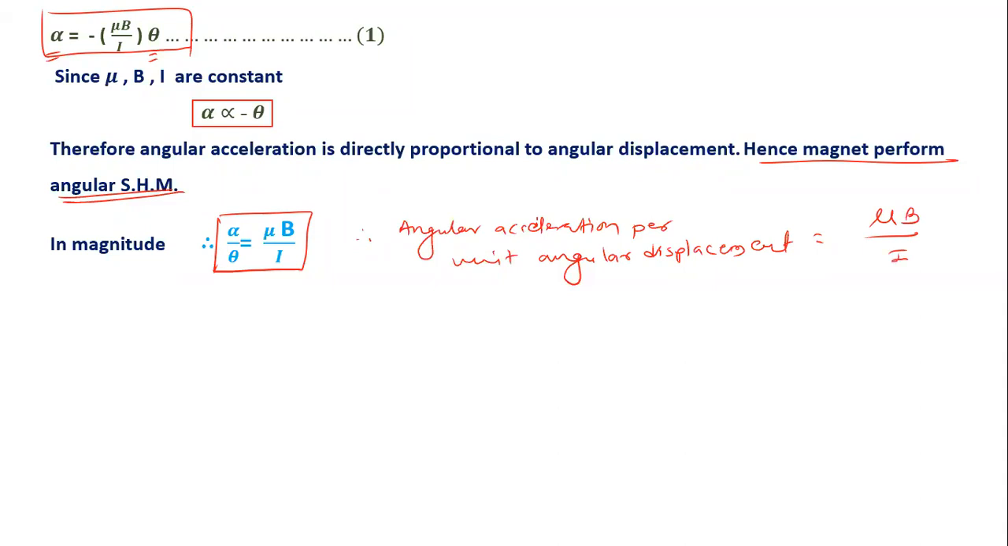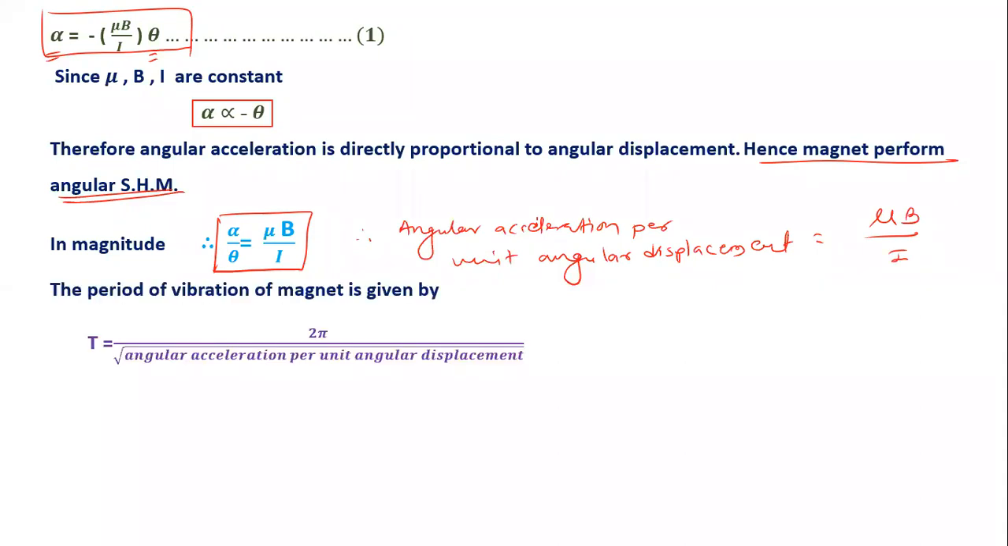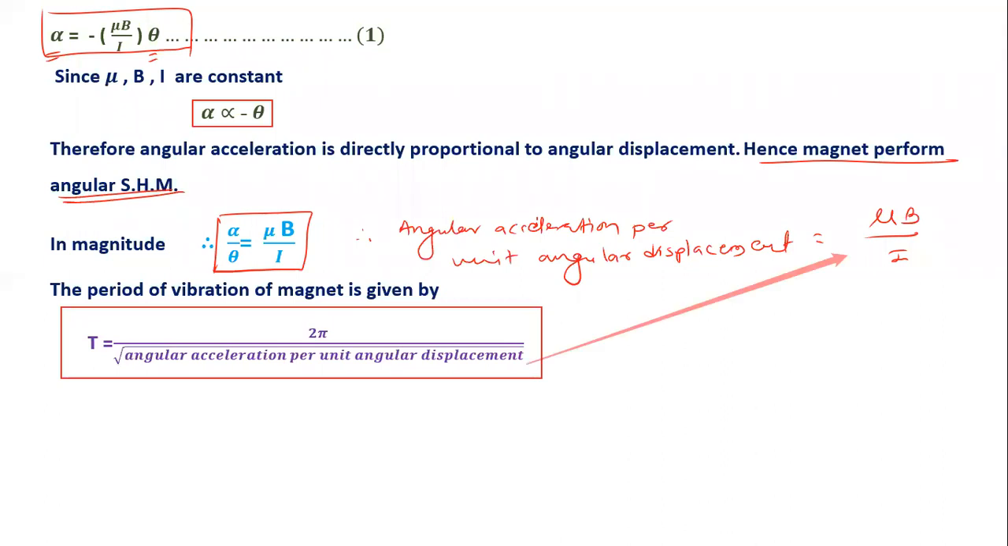And by using that we can find out the period. The period is given by the formula, you can see the formula of the period: 2 pi upon the square root of angular acceleration per unit angular displacement. And you can see this term is here. Now let me substitute this term, angular acceleration per unit displacement, in this formula of period.